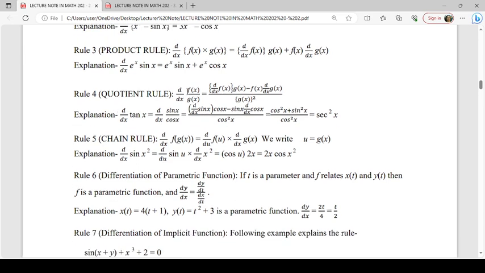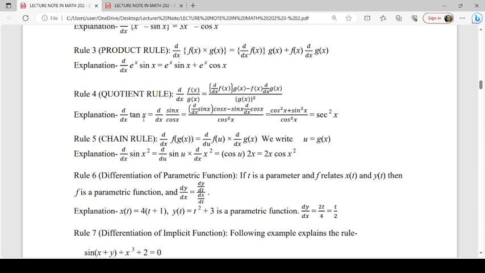Quotient rule is this, when it is a fraction f of x by g of x. So what we do, the denominator is squared, then d/dx of f of x into g of x minus. In the case of the product rule it is plus, but here it will be minus, f of x into d/dx of g of x, and the denominator is g of x whole square.